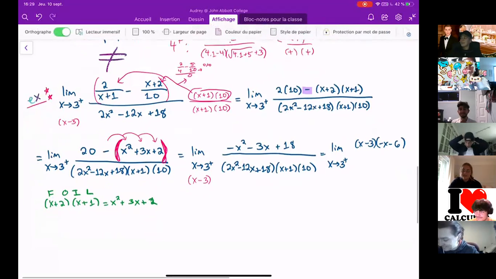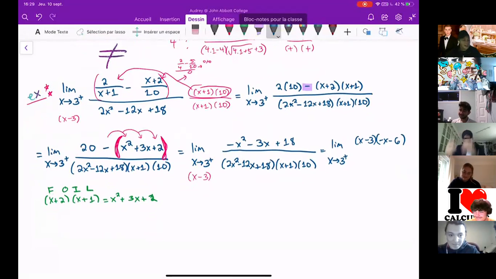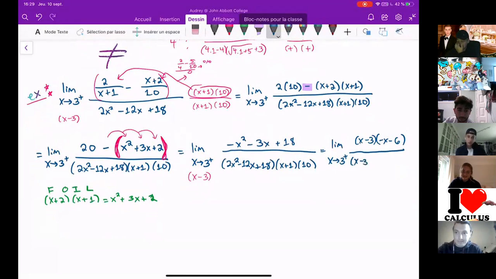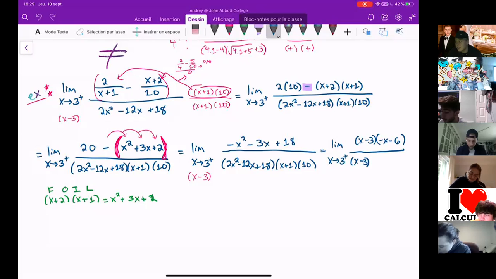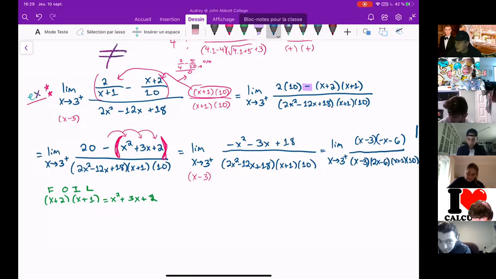Okay, so what about the denominator? If I factor out my x minus 3, what does my other factor have to be? 2x plus 6, are we sure? Minus 6. It has to be a minus 6 because we need that positive 18. Then x plus 1, then 10. So do those x minus 3s cancel out? Yes. Goodbye.